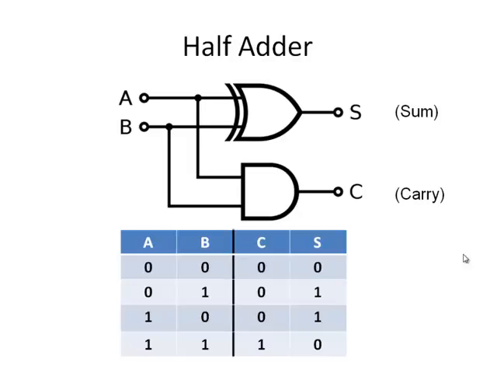If A and B are both 0, the sum is 0 and there is no carry. If A or B, but only A or B, is 1, then the sum is also 1 and there's no value to carry. But if A and B are both 1, the result is going to be a sum of 0, but we're going to have a 1 value to carry over to the next column.